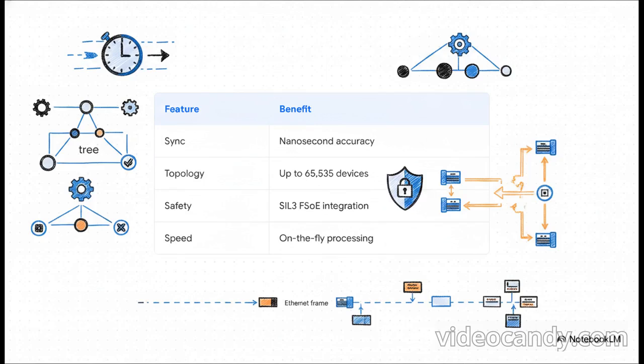But honestly, the real magic here is the on-the-fly processing. As an Ethernet frame moves downstream, each node literally reads the data addressed to it and writes its own data back without even stopping. It makes EtherCAT the absolute fastest industrial Ethernet technology out there.